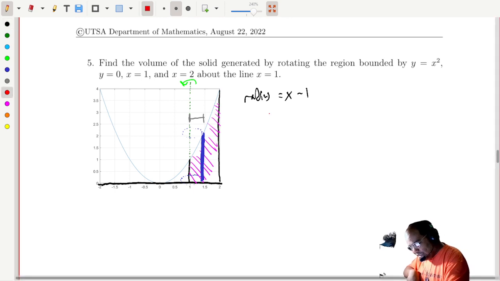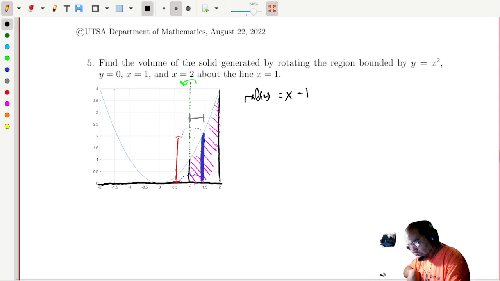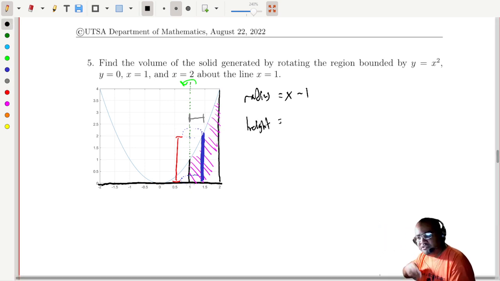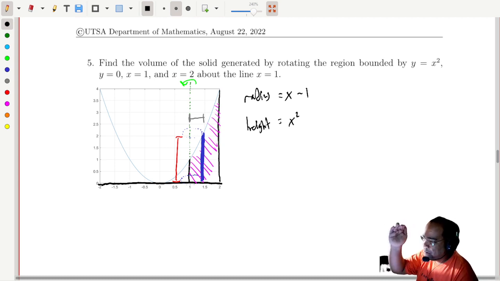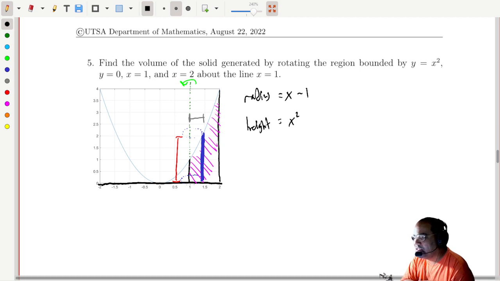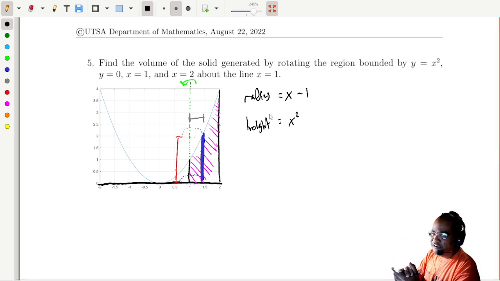Now, what about the shell height? Again, we think about our favorite mantra, top minus bottom, right? For the shell height, well, the shell height here is nothing really different here. Top curve is x squared, bottom curve is y equals 0, so x squared. Okay, again, draw that picture, top minus bottom. And go back to the area between curves video, okay, if you need an in-depth explanation on, again, the top minus bottom and right minus left principle.